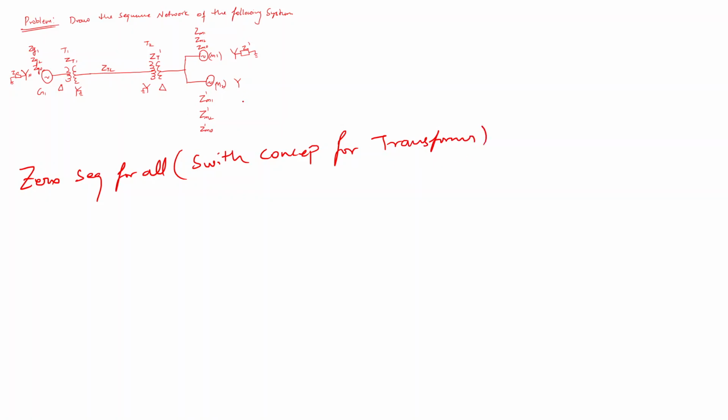We have two transformers here, so while drawing the network we need to be very careful, otherwise we can draw it as it is. And also one more thing, for rotating elements we need to check whether the ground is connected or not. Let's check.